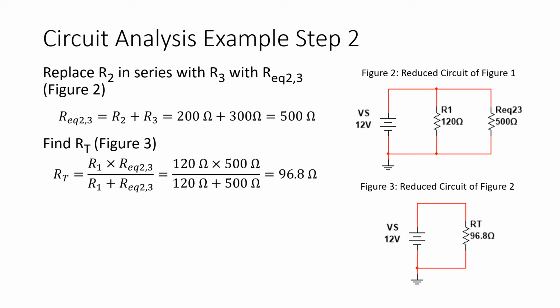So we can find the total resistance using the product over sum of 120 ohms in parallel with 500 ohms, and yield a value of 96.8 ohms. At this point, we can find the source current. V source divided by R total gives us 124 milliamps.